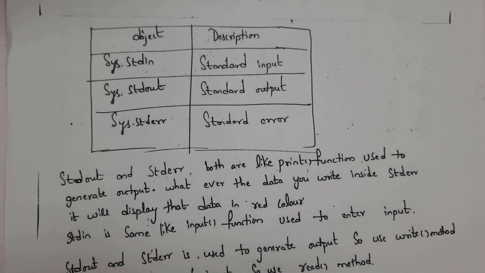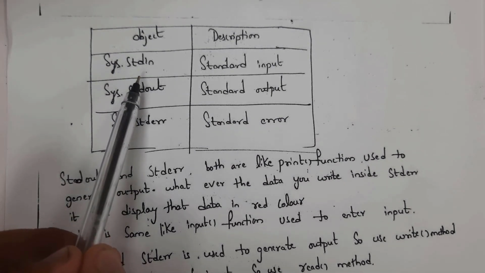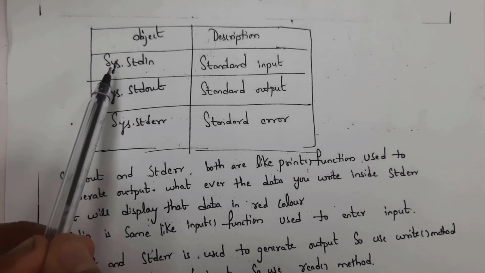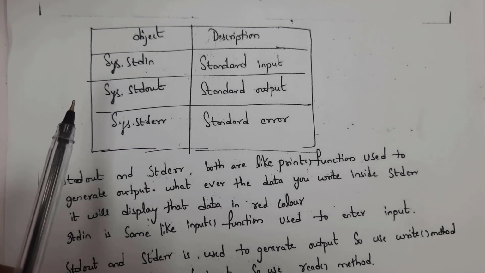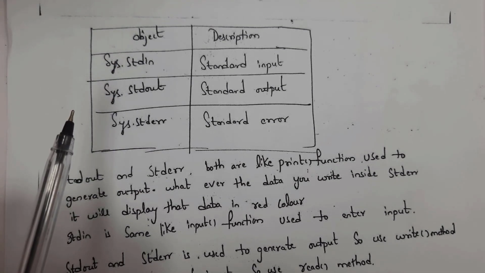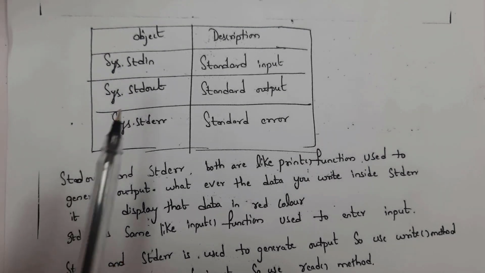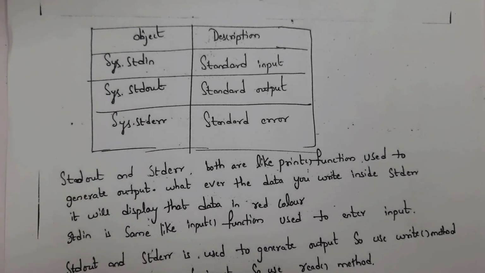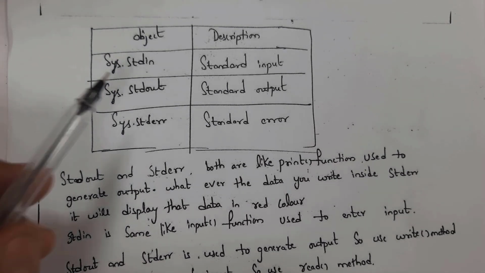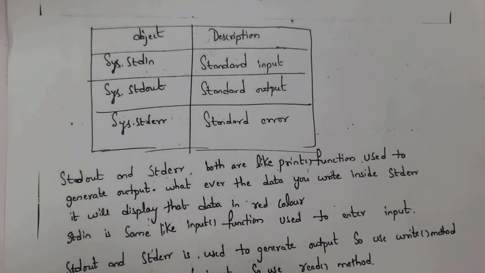For example, if you want to give any input, then we can use the input function. So this stdin is the same as the input function. In order to give any input, we use sys.stdin. This stdout and stderr both are the same as the print function. In order to display output, we use stdout and stderr. I will give an example so that you can clearly understand the use of stdin, stdout, and stderr. And in order to use these standard files, first we need to import the sys module.